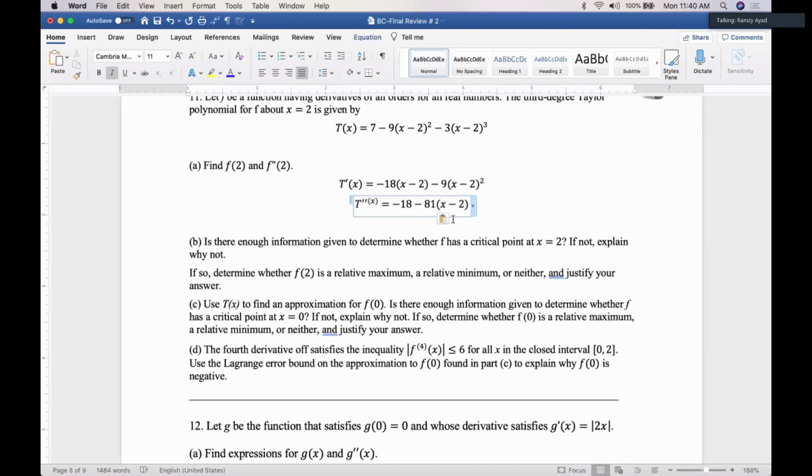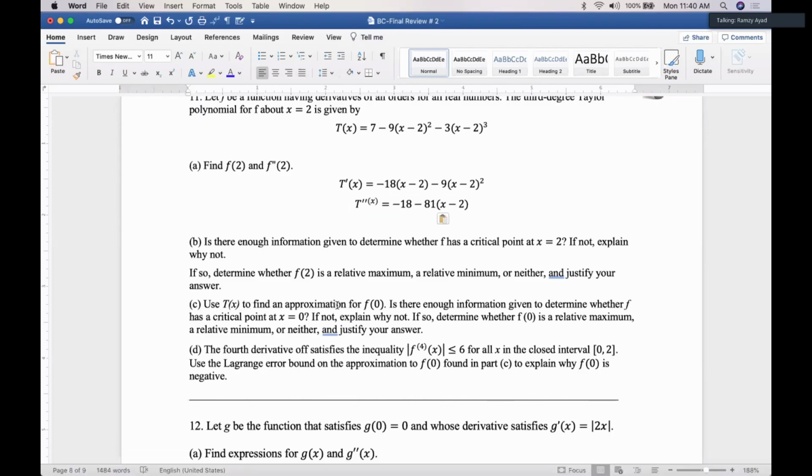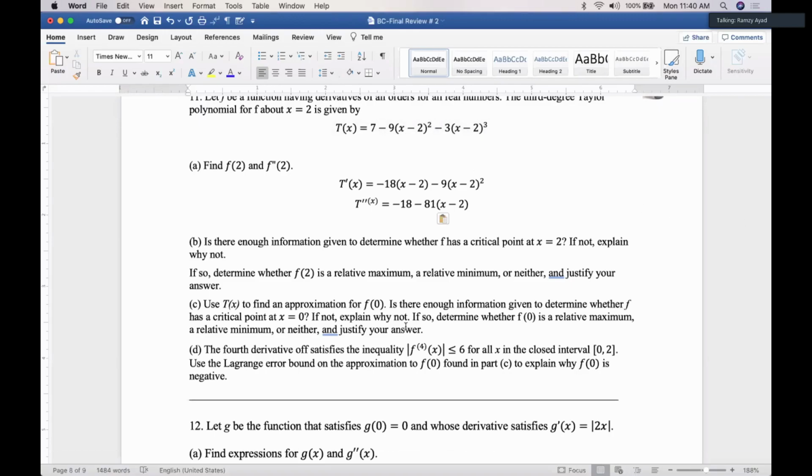Now the second derivative equal to negative 18, which is a negative value. That makes it, by the second derivative test, a maximum. So that's a maximum. Now, part C. Use T of x to find the approximation for f of 0. That's not bad. Just put a 0 and evaluate, right?